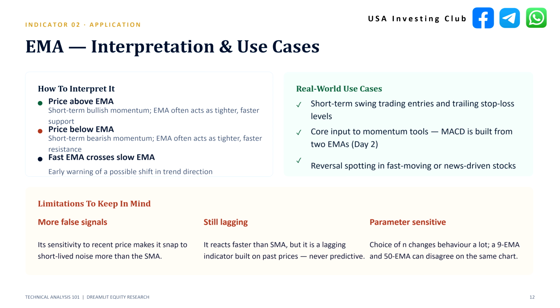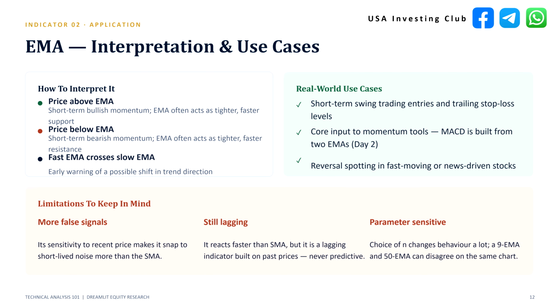How do we read and apply the EMA? When price is above the EMA, that's short-term bullish momentum, with the EMA acting as a tighter, faster support level than the SMA would give you. When price is below the EMA, that's short-term bearish momentum, with the EMA acting as tighter, faster resistance. And when a fast EMA crosses a slow EMA, that's an early warning of a possible shift in trend direction. This is the exact mechanism MACD is built on.